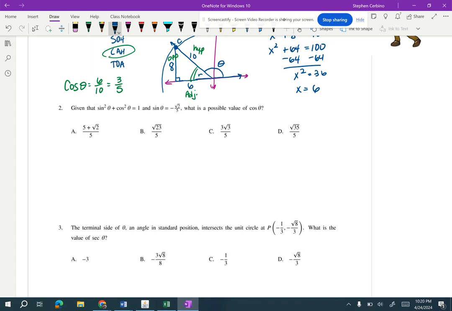So it tells us that sine is negative square root of 2 over 5. And it says, what is a possible value of cosine? Well, if you look at all your choices, they're all positive. So again, going back to all, sine, tangent, cosine, what quadrant are we going to be in if sine is negative and cosine's positive? Well, that would be quadrant 4.